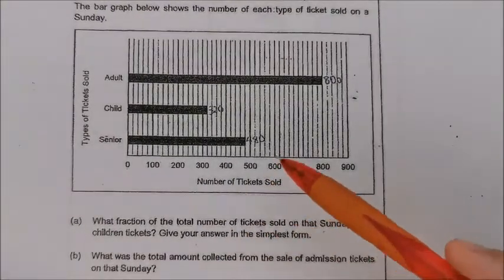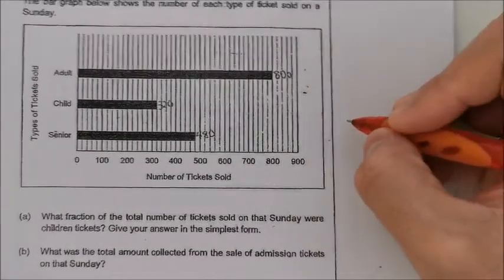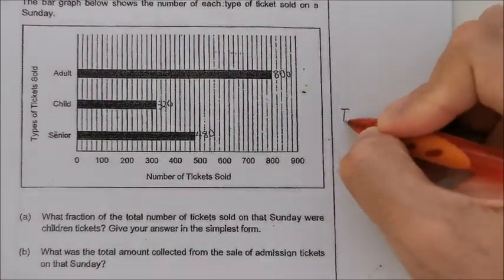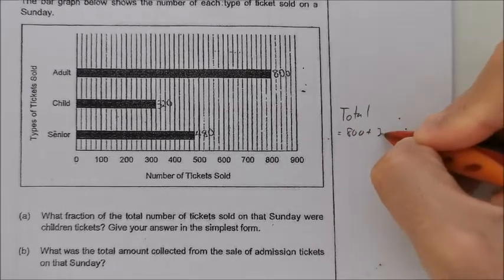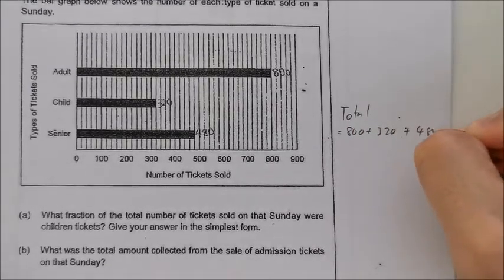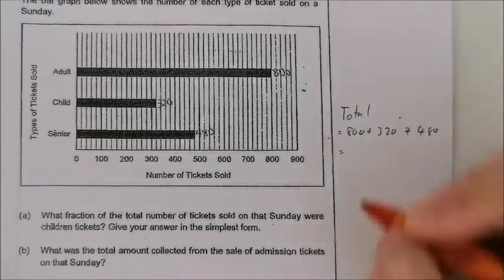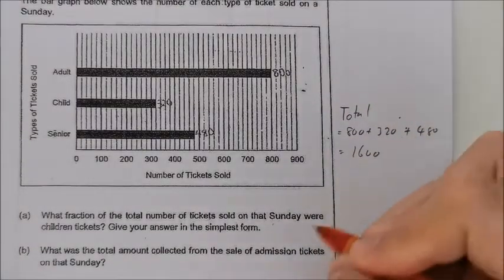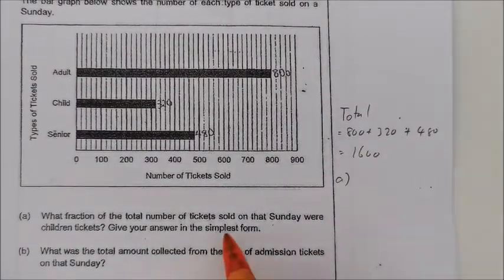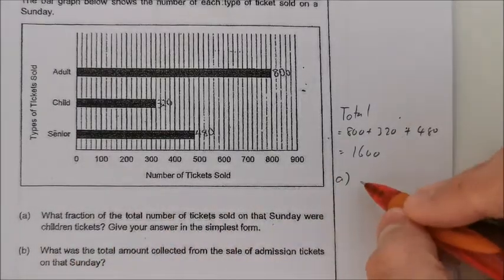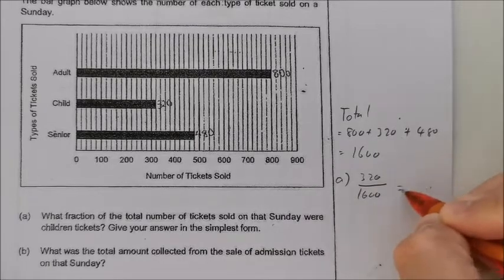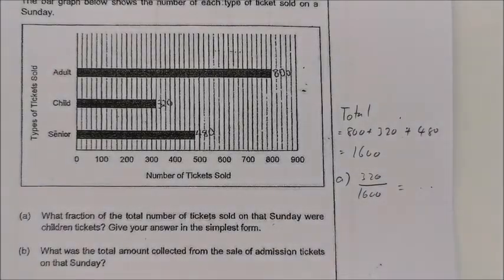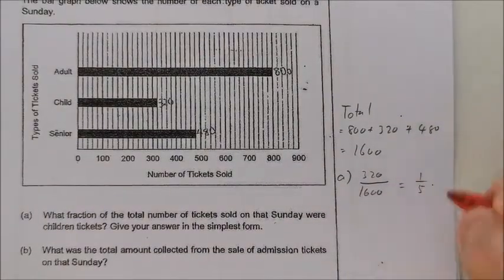So what you need to do, just find the total. Okay, I write here. So total number of people, it will be 800 plus 320 plus 480. Okay, of course that will give us 1600. Okay, so to solve for A, what we need to do is just take children over the total. So children is 320 over 1600. Okay, and I'll get 1 over 5.